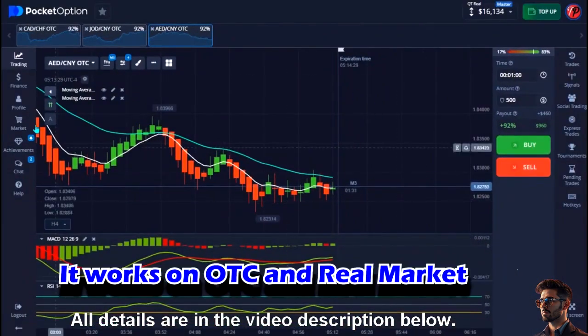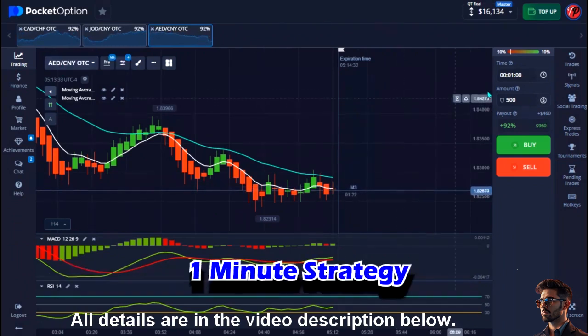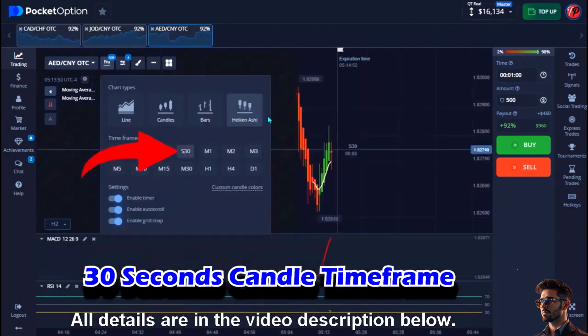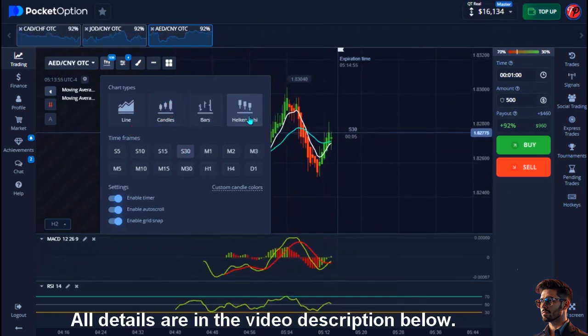This strategy will work with OTC. It will work with both the OTC market and the real market. And it's a 1 minute strategy. Of course I'm using this on the 30-second candle time frame, and I'm also making use of a Heikin Ashi candlestick. So that's pretty much all you have to do.